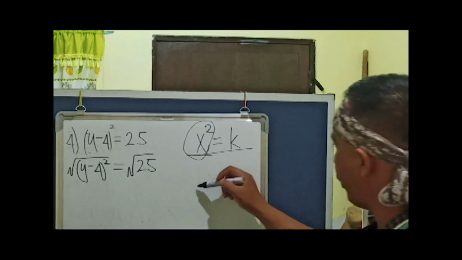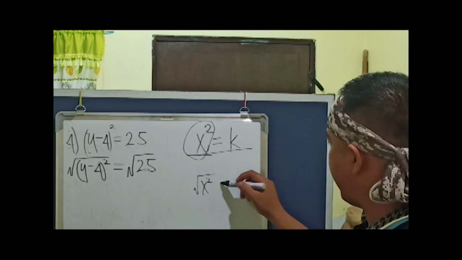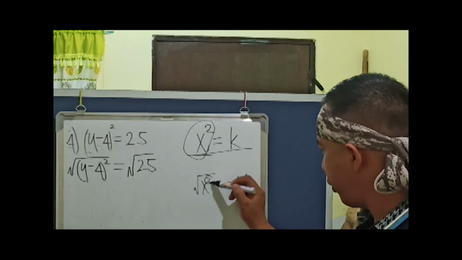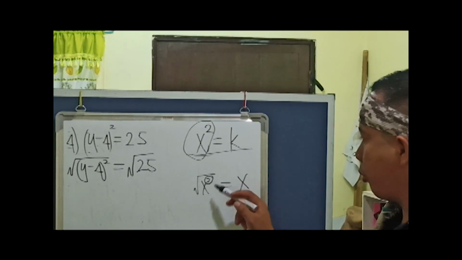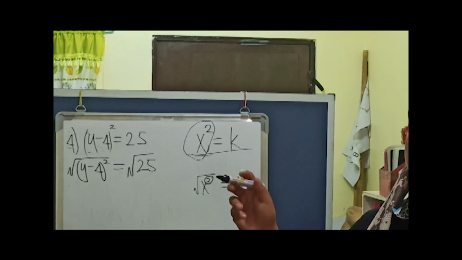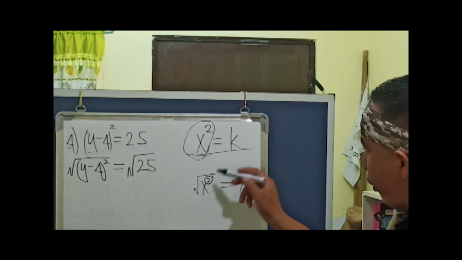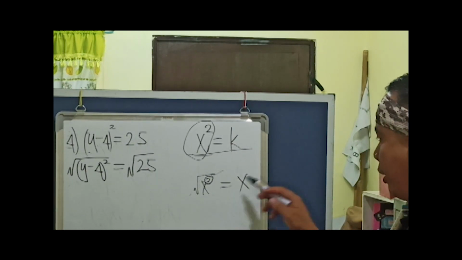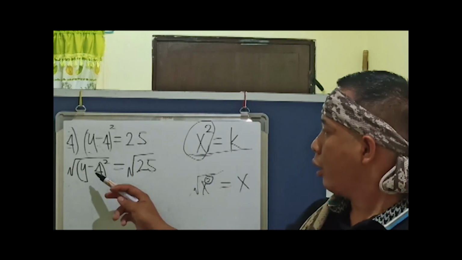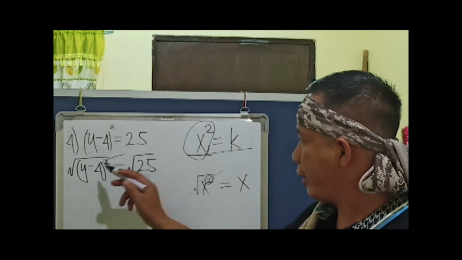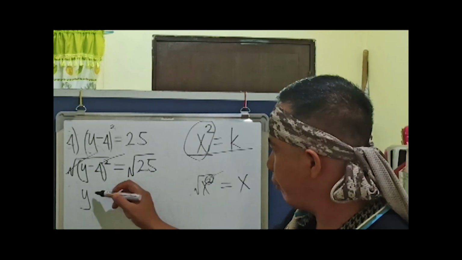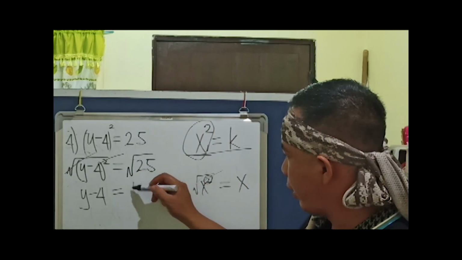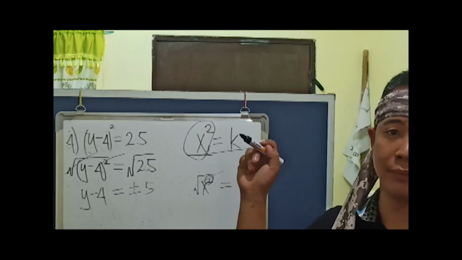Now, earlier, when we have the square root of x squared, that is equal to x. And why is that? Because this exponent 2 and taking the square root are reverse operations. Meaning, when you have the square root of a square, it will just cancel with each other, leaving x. Now, applying the same property, the square root of y minus 4 squared, if we cancel the square and the square root, you will have y minus 4. And what's the square root of 25? That is equal to plus minus 5.